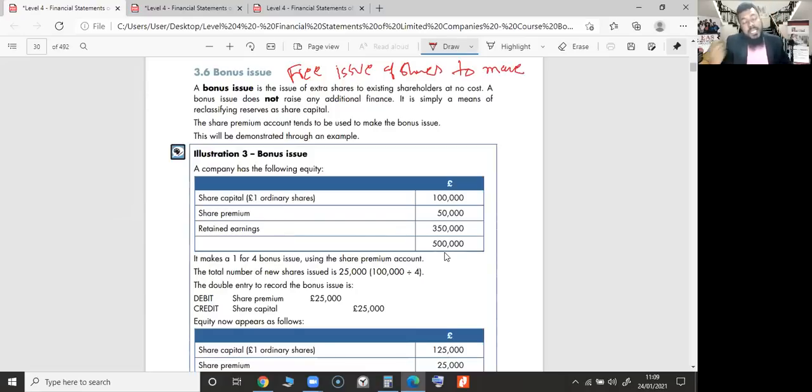To make existing shareholders happy. Why would you do it? Because you have enough earnings, retained earnings or share premium. Although for AAT, we don't touch the retained earnings. We use share premium to pay bonus shares. I repeat, we use share premium to pay bonus shares. And what is a bonus share?